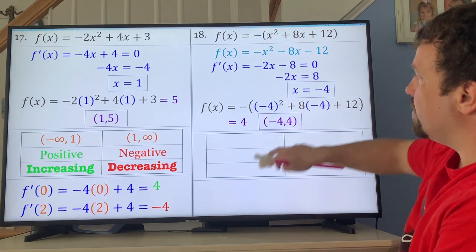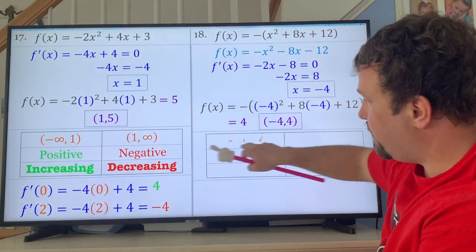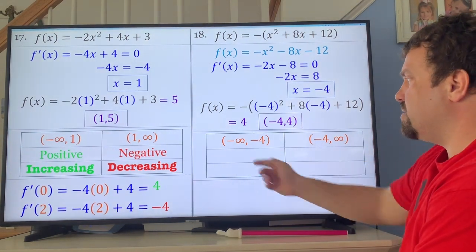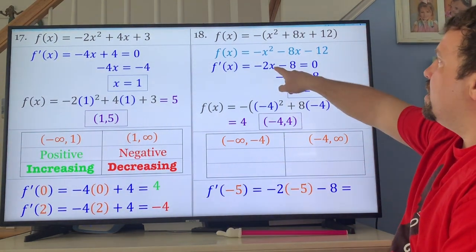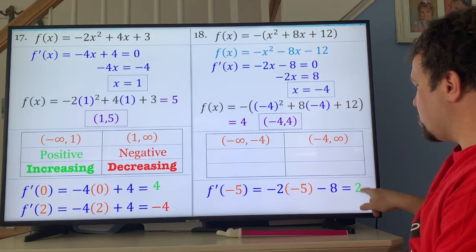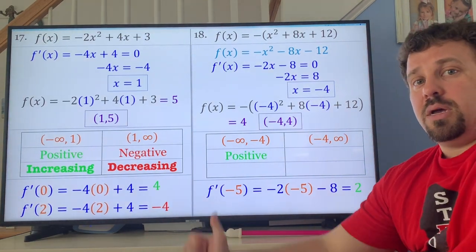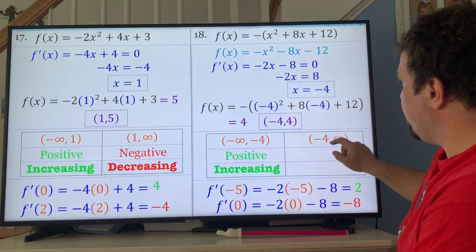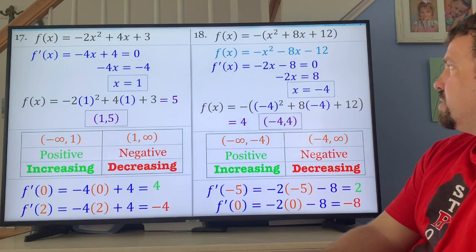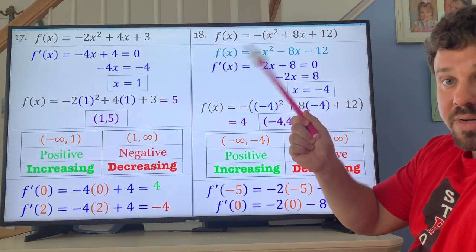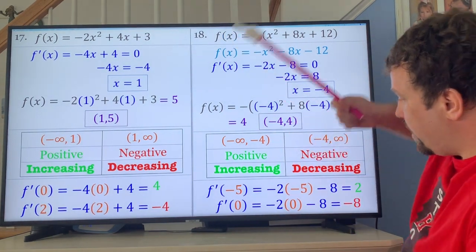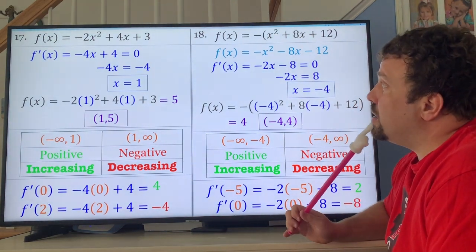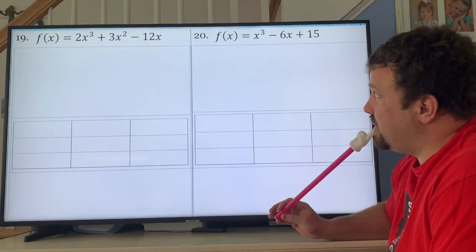All right, one critical number means we go from, once again, -infinity to -4, and -4 to infinity. Number between these two, -5. 10 minus 8 is positive 2. Positive 2 means the graph's going up. Let's go with the 0. 0 is always a good one. Negative 8. Negative number, decreasing. So the graph goes up, hits the relative maxima, -4, 4, and then it goes back down. Got it? Awesome.